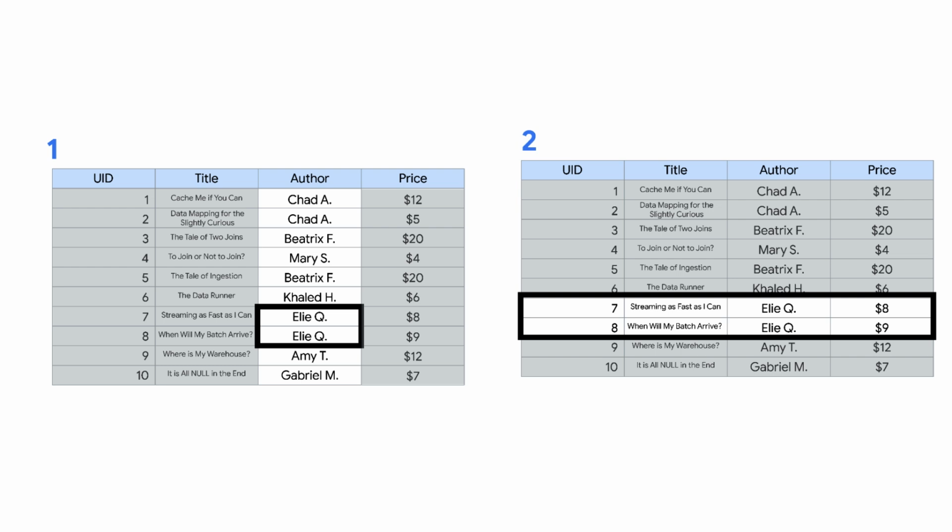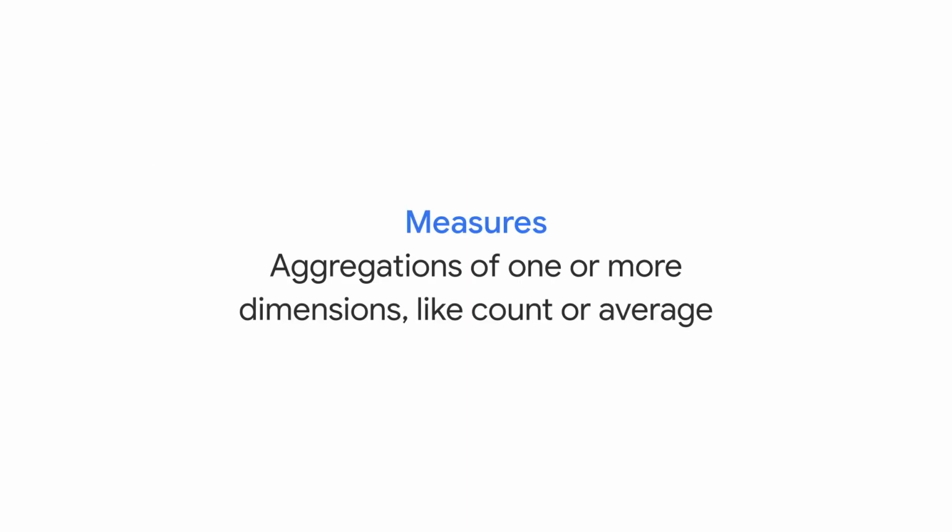But the opposite happens when you filter using a measure. Measures are aggregations of 1 or more dimensions, like count or average. Measures can be filtered to answer questions like, which authors have an average book price of more than $10? In this case, the filtering happens after the calculation. This means that the filter will be applied to the calculated results.